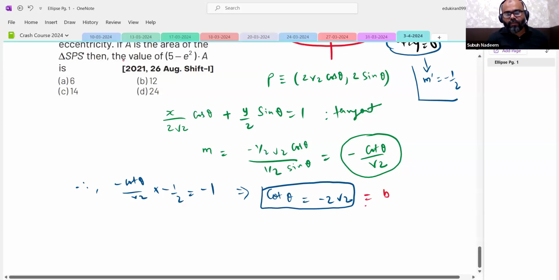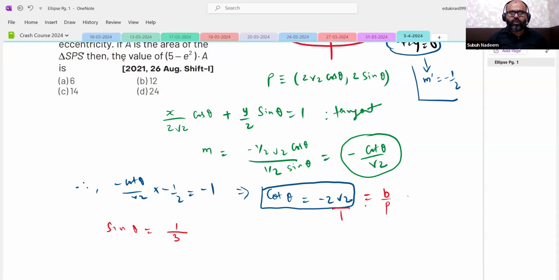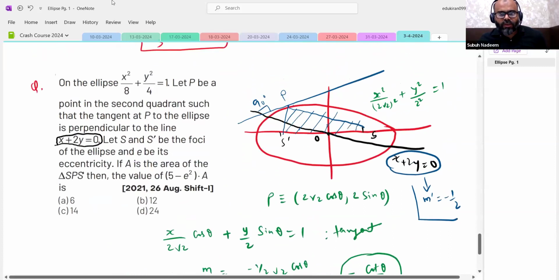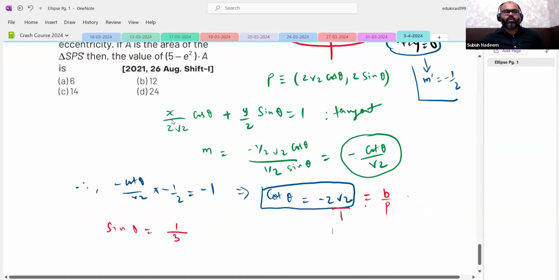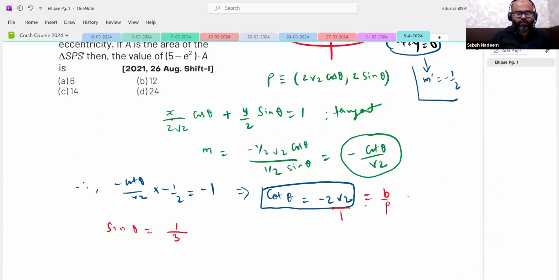So this will be base by perpendicular, that is cot theta. So can we find sine theta and cos theta also? Sine theta will be perpendicular by hypotenuse. So perpendicular is 1, hypotenuse will be 3, because 2 root 2 square will be 8, 8 plus 1, so 9 under root is 3. And it is in the second quadrant. If you see, point P is in the second quadrant. This was given in the question also. So in the second quadrant, sine is positive.